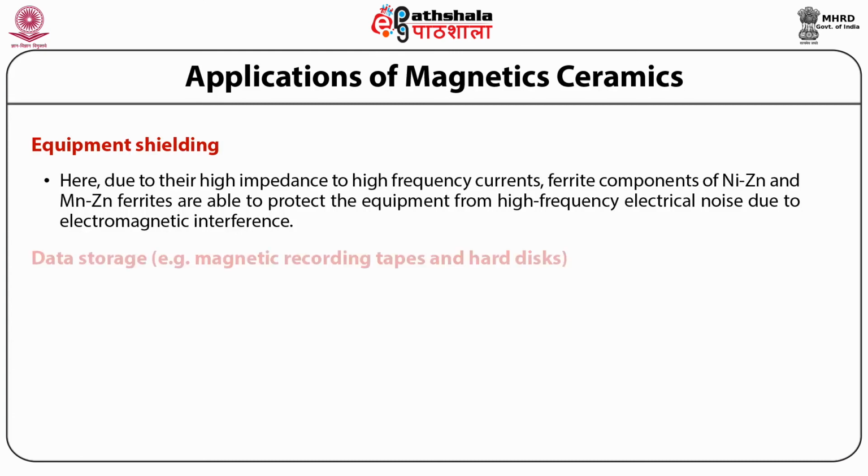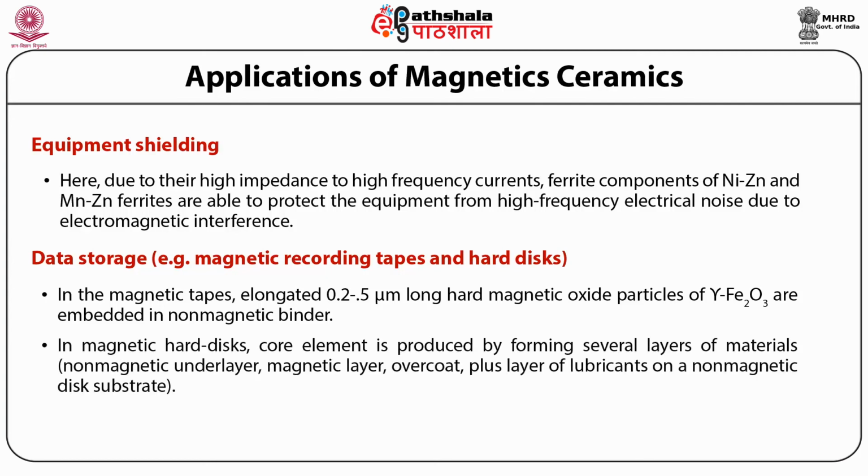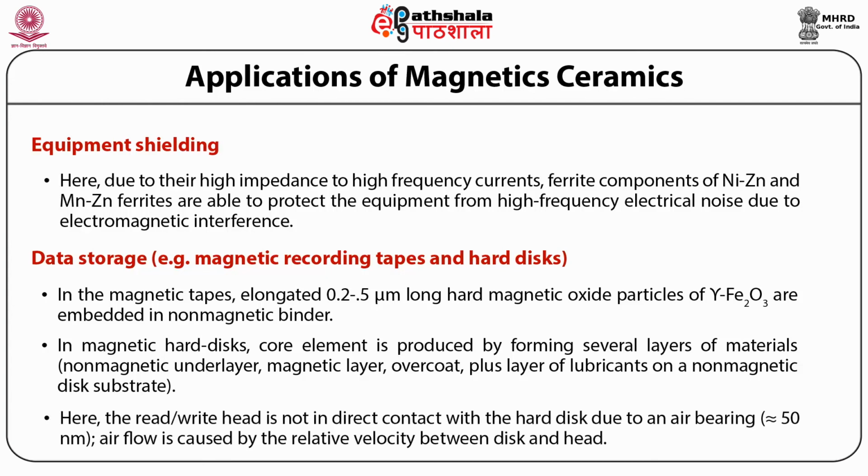Next application is data storage. For example, magnetic recording tapes and hard disks. In the magnetic tapes, elongated 0.2 to 0.5 micron long hard magnetic oxide particles of gamma Fe2O3 are embedded in a non-magnetic binder. The particles have single domains magnetized along their major axes, which are aligned in the plane of the tape. In magnetic hard disks, the core element is produced by forming several layers of materials. Here, the read-write head is not in direct contact with the hard disk due to an air bearing. Airflow is caused by the relative velocity between disk and head.